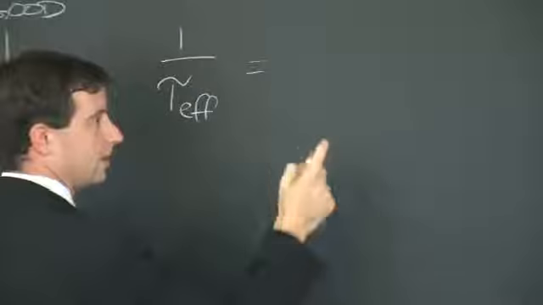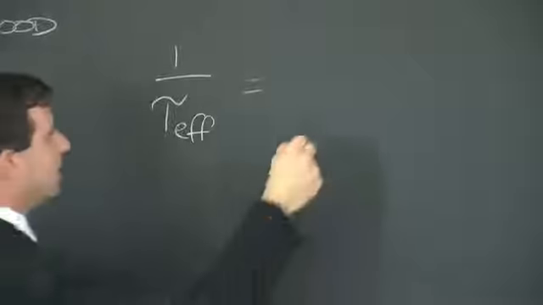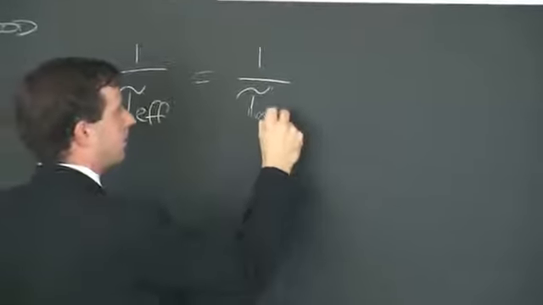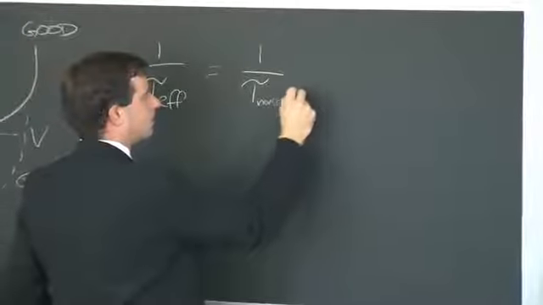We have our 1 over tau effective, one over our lifetime, what we're measuring. This is our effective lifetime, what we're measuring. And we have 1 over tau, let's call it non-radiative. So we have non-radiative recombination mechanisms.